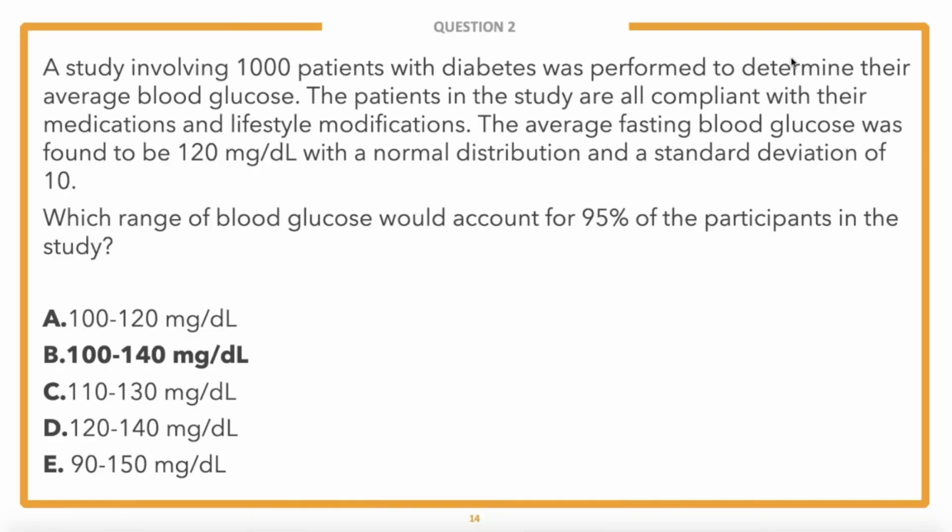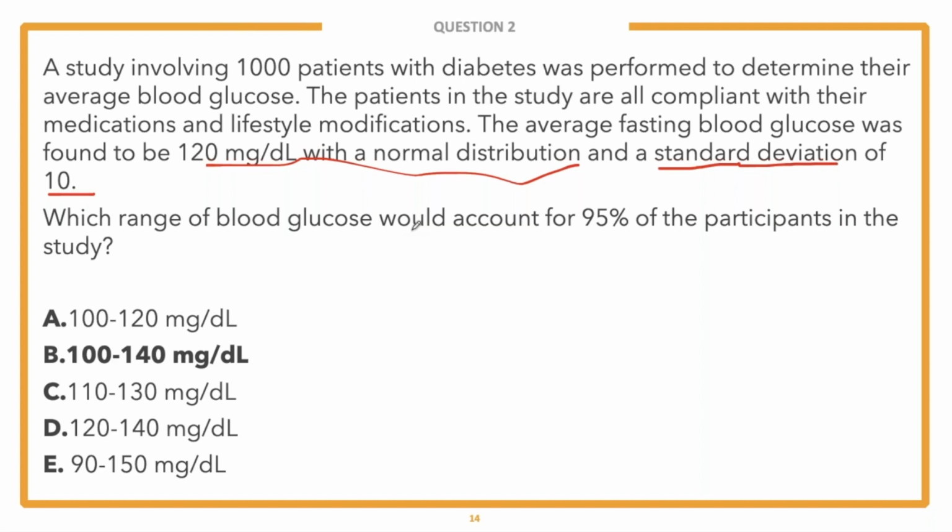So the big thing to take away from this question is they say in the question, it's normal distribution. So they say 120 with a normal distribution and a standard deviation of 10. So those are the buzzwords here to take away. When you hear the word normal distribution, I want you to think of the Gaussian bell curve. So that's the classic symmetrical bell curve that you have to picture in your mind.